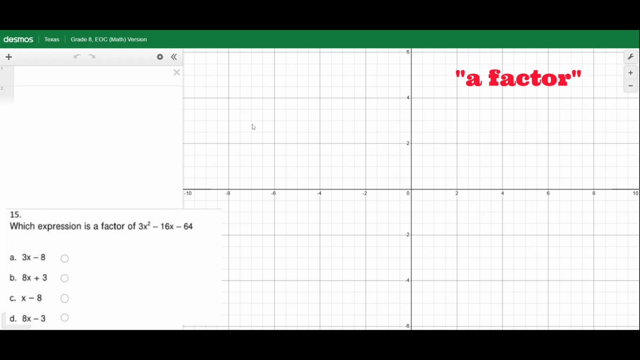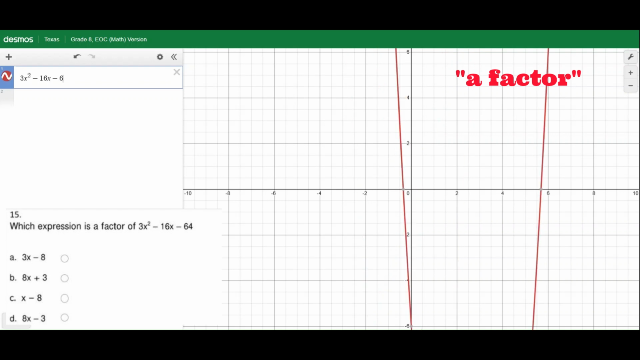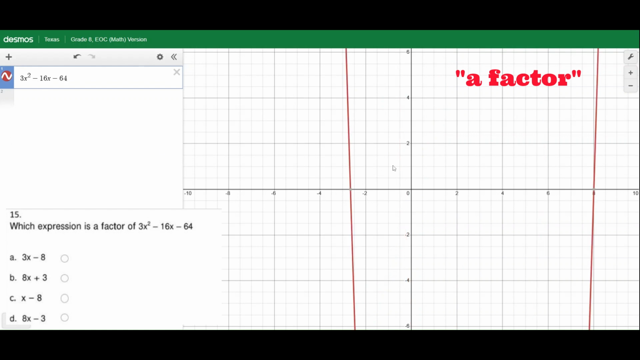Which expression is a factor of 3x squared minus 16x minus 64? Now, I'm going to type here the expression, or you can put it in equation, which is 3x squared minus 16x minus 64. Now, the choices here are A, 3x minus 8, B, 8x plus 3, C, x minus 8, and D, 8x minus 3. So first, I'm going to look at my graph.